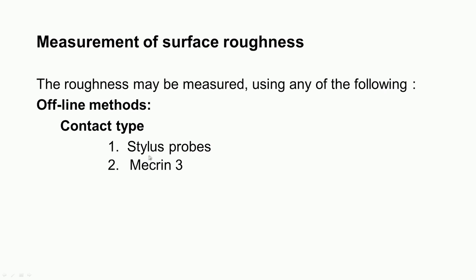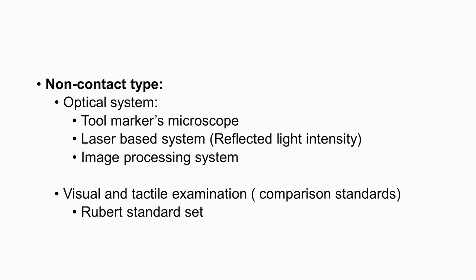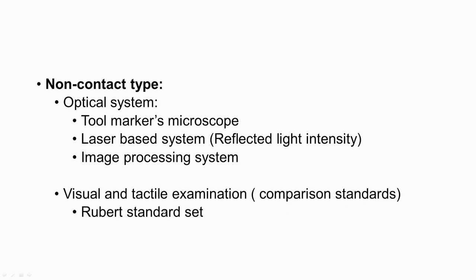In the contact type, we have the stylus probe type instrument and the Mahr Surf type instrument. And in the non-contact type offline method, we have optical systems like the toolmaker's microscope, which can be used to analyze the surface. Then we have a laser-based system which works on the reflected light intensity method, and image processing systems are also available. And then we can also use some comparison standards. Using comparison standards, we can check the surface in question, using visual examination or tactile examination. We will also learn about the comparison standards.